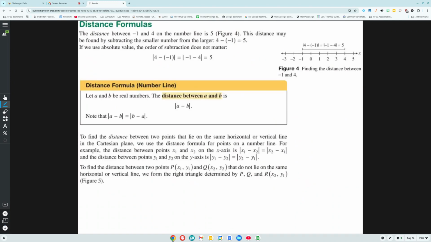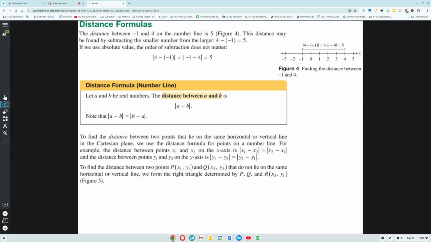And because we're talking about absolute value and the distance away from 0, it would make sense to logically start talking about the distance. So let's talk about the distance formula. The distance between -1 and 4 on the number line is 5. This distance away may be found by just subtracting the smaller number from the larger number. If we use an absolute value, the order of subtraction does not matter. That's what's beneficial about the absolute value. If we had a number line, we can just count. It doesn't matter which order I subtract them in. We're still going to get the same distance.